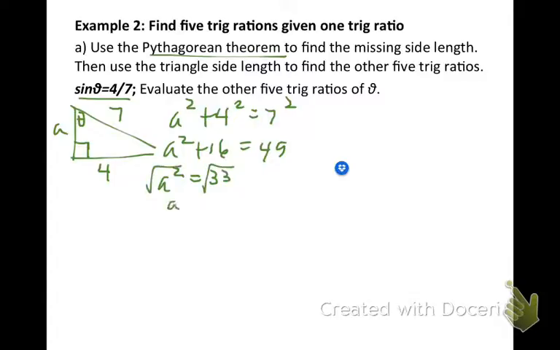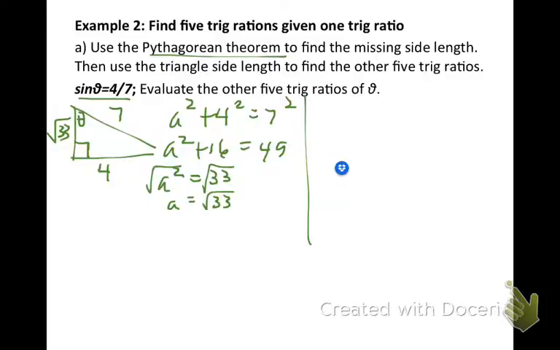We'll take the square root, and we want to keep things in exact terms. So we're not going to round. So we can replace a with the square root of 33. Now to find those other 5 trig ratios, let's just start by listing the sine.